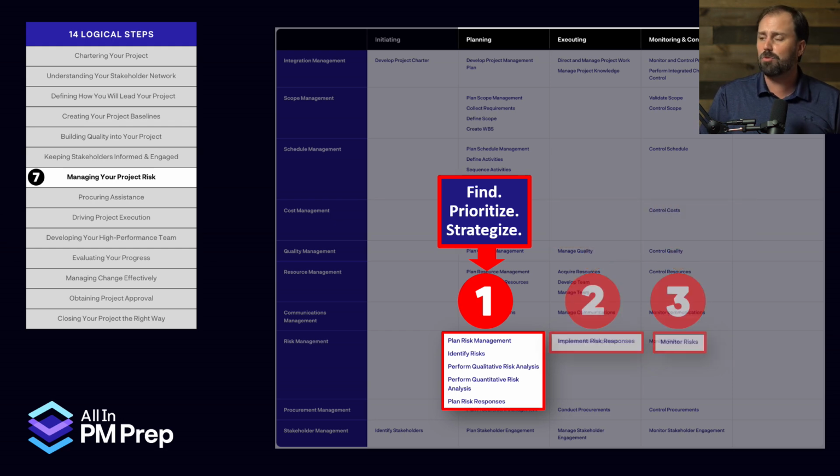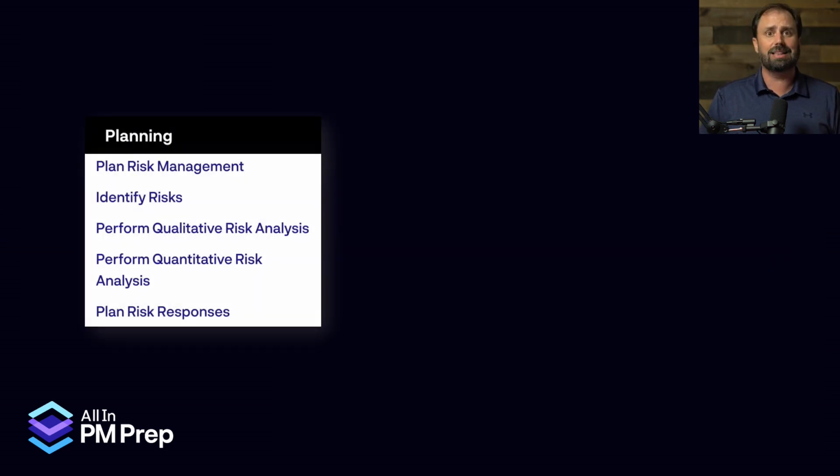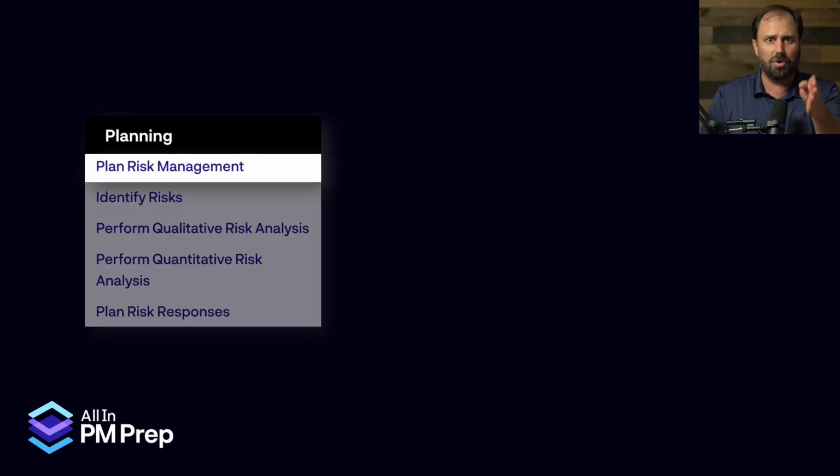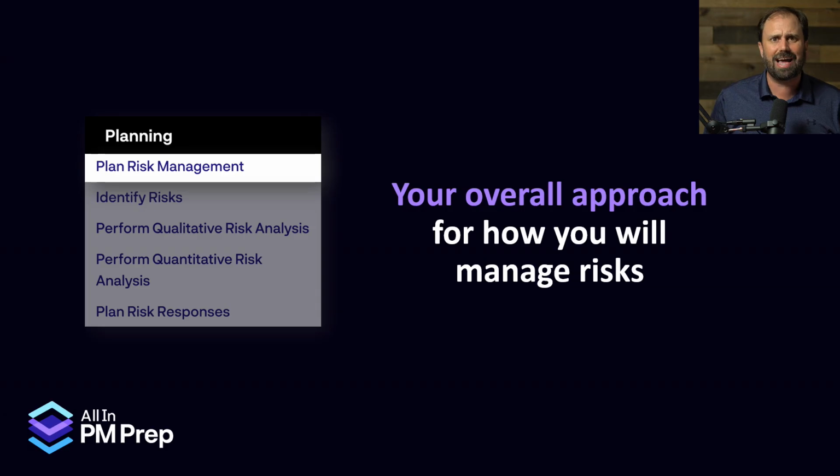Now, as we move forward, we're going to talk about step 1. Let's dive in. In planning risks, there are 5 little processes. That top one, plan risk management, is our overall approach for how we're going to manage risks. It's like, who's responsible for risks? Where do we write them down? How often do we meet? All those details that talk about how we're going to manage risks from the beginning to the end.